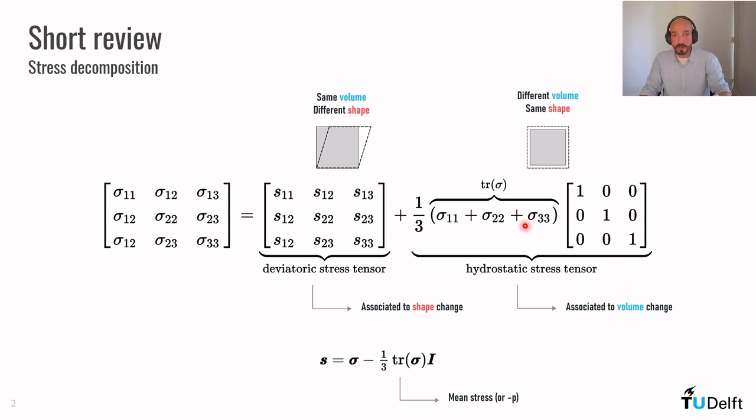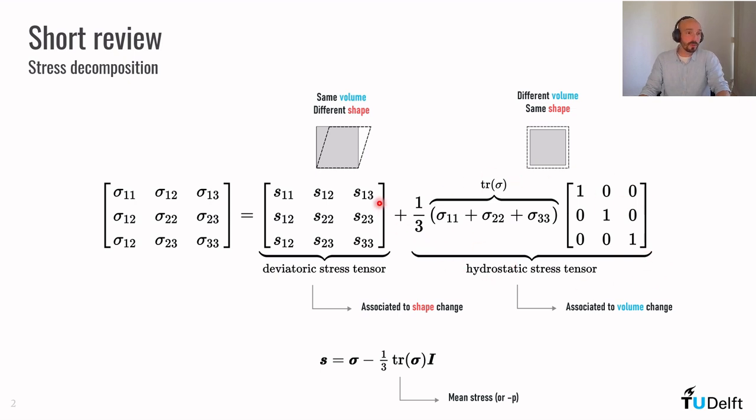We can compute the hydrostatic part by taking the average of the diagonal values. We just take the trace of the stress tensor, which is the sum of the diagonal values, and we divide by 3. And this is what we call the mean stress. This is a scalar, and we multiply this by the identity second order tensor. And this is the hydrostatic part.